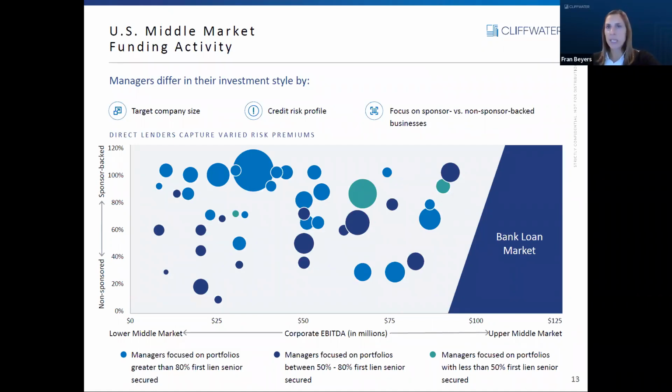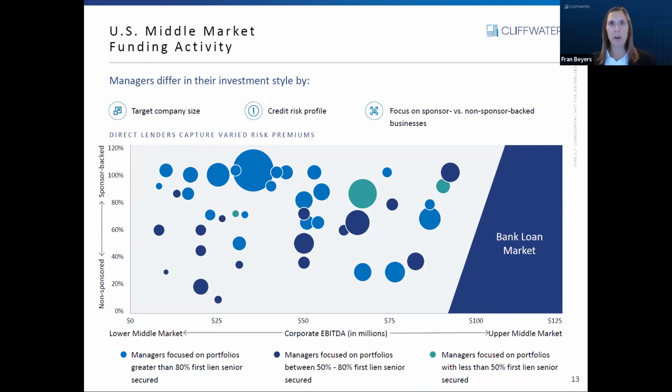We at Cliffwater have a deep history of analyzing and assessing managers based on their focus and their track record. So here, what we're seeing is the y-axis represents what share of the direct lending deals are comprised of PE-backed deals versus non-sponsored loans, while the x-axis shows the average EBITDA size of the portfolio. So what this means is not all direct lenders are created equally. Some focus on upper middle market, some focus on lower middle market, some lend across the size spectrum.